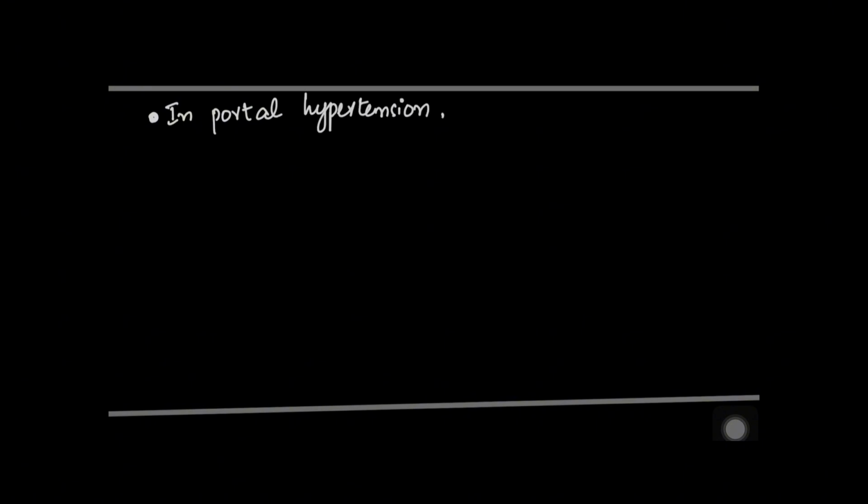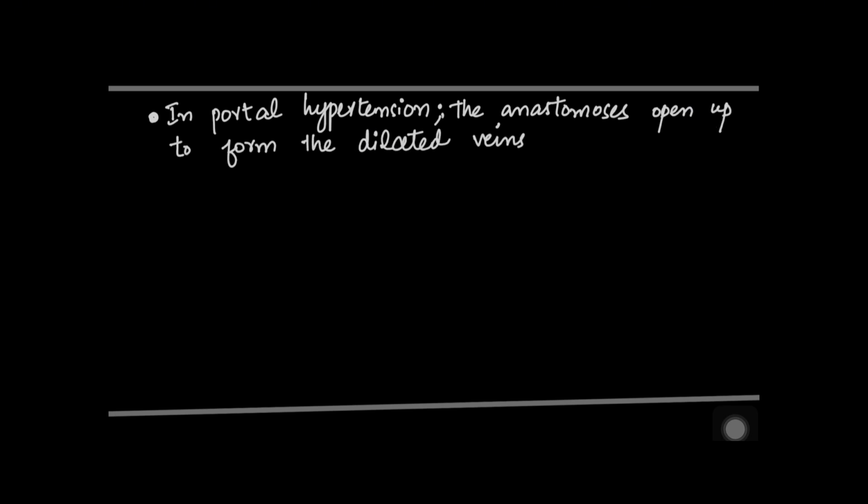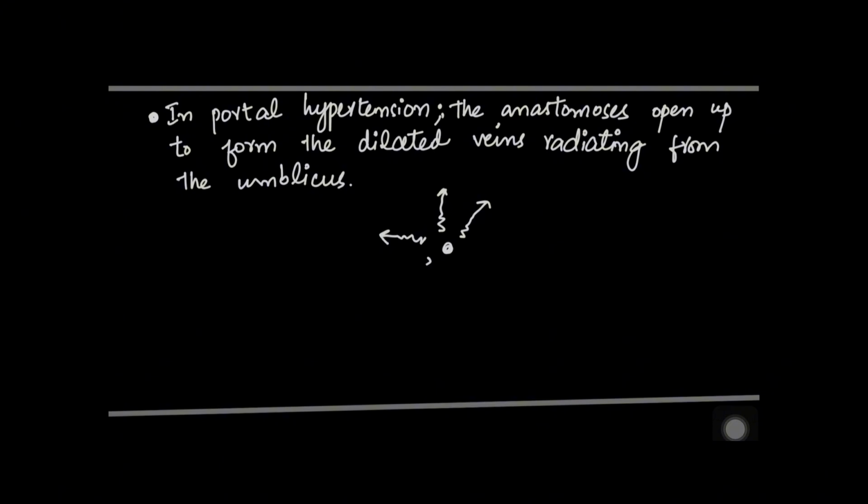In portal hypertension, when blood pressure increases, the anastomoses open up, i.e. the veins dilate and form an appearance around the umbilicus like this. This is called caput medusae, the appearance of the dilated veins. It can be seen on the skin. This is called caput medusae.